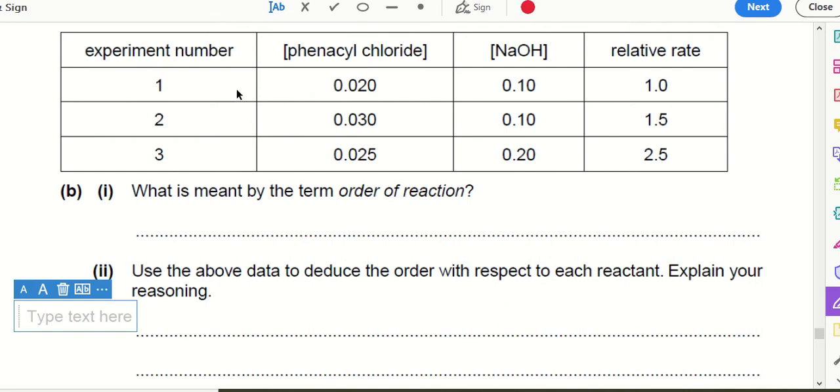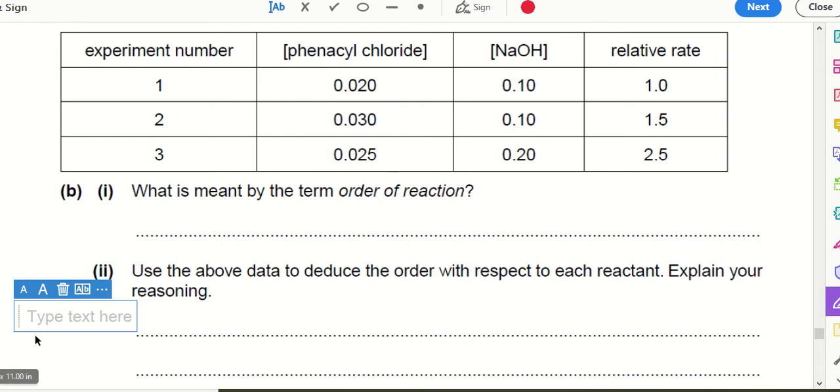Three experiments were conducted, and the concentration of phenyl chloride is changing from experiment to experiment. For the concentration of sodium hydroxide, experiments 1 and 2 are the same. Experiment 3 is double the concentration of sodium hydroxide in experiments 1 and 2. So by looking at this, we know that we can use experiment 1 and 2 data to find the order of reaction with respect to phenyl chloride.